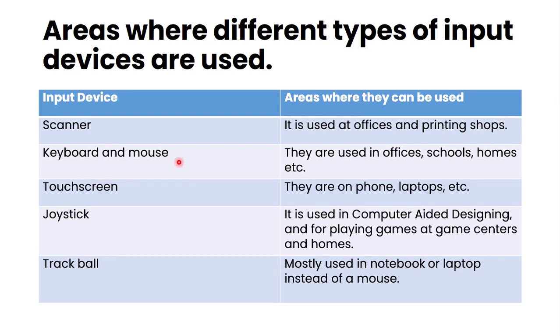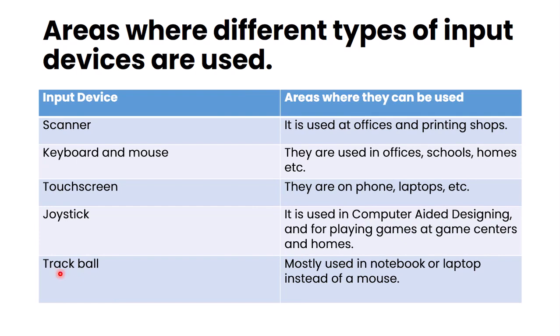Keyboard and mouse. We can use them in schools, in offices, homes, etc. Touch screens. They are on phones, so everywhere you go, they are portable. Wherever you are, you can use them at the office, the school, wherever. The joystick, they are used in CAD, computer aided design, and for playing games at game centers and homes. So this would be at graphic designing shops, game centers, and then homes.